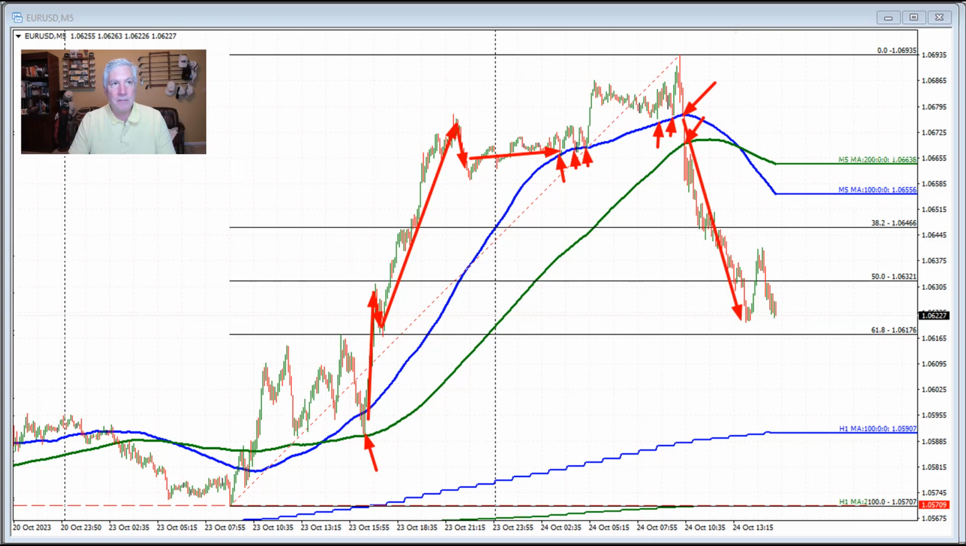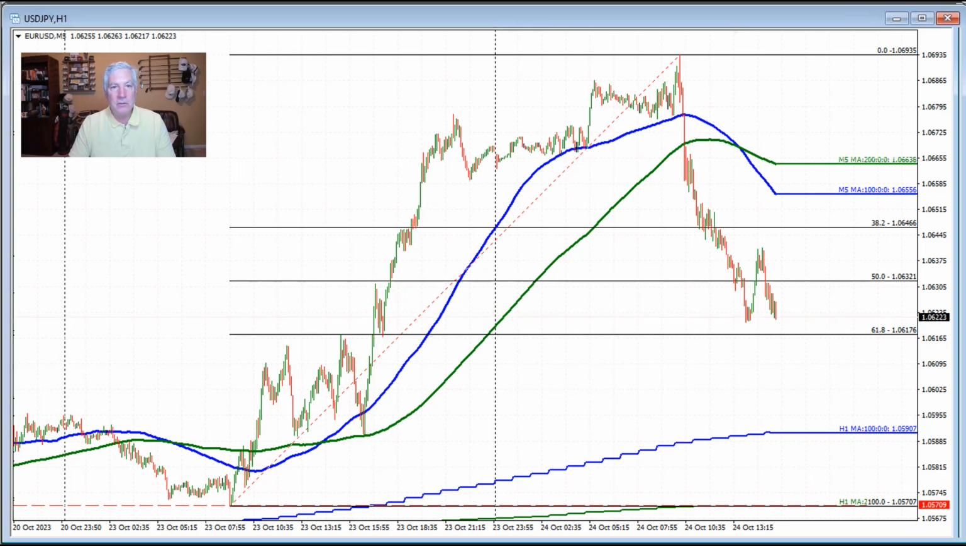I don't often talk about the 5-minute chart, but when you have a trend-like move like we saw yesterday, it's often a good idea to take a look at that. It gives you some clues. Let's take a look at the dollar versus yen next.